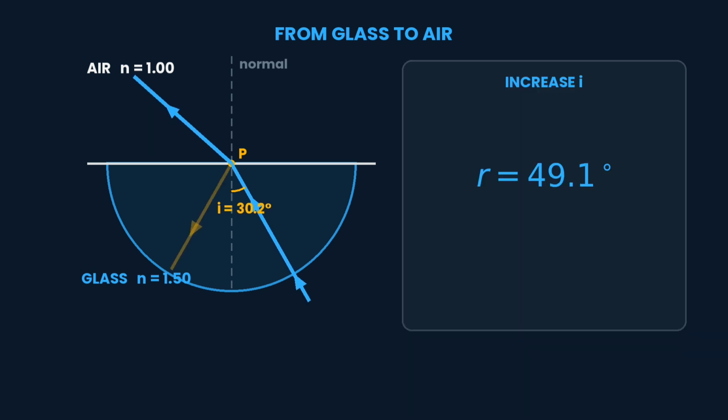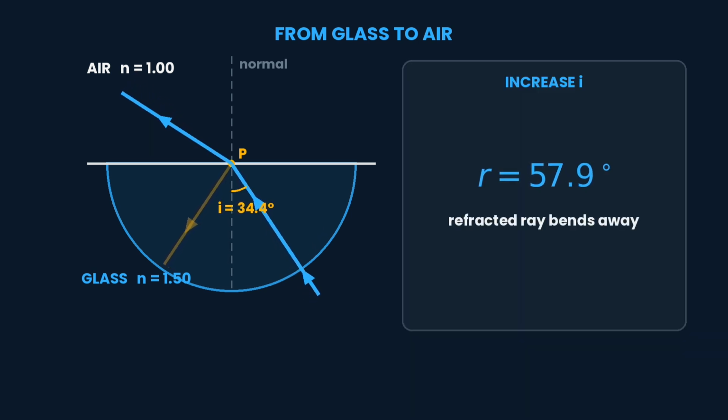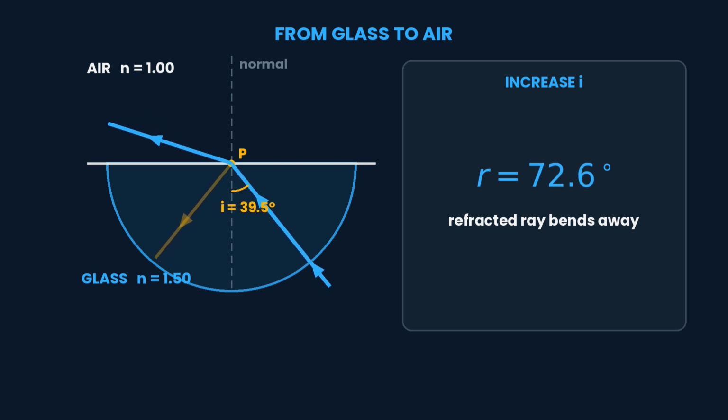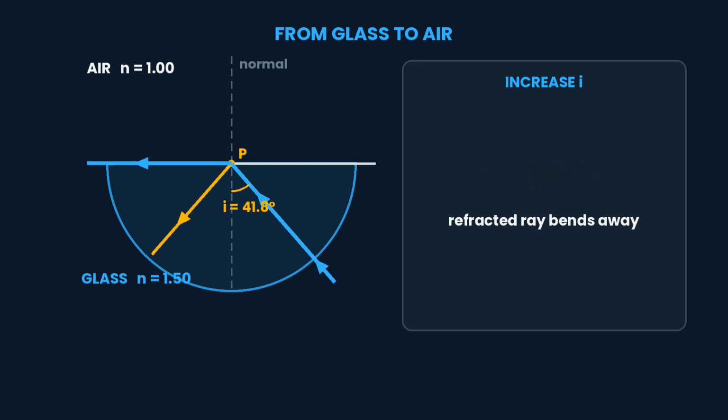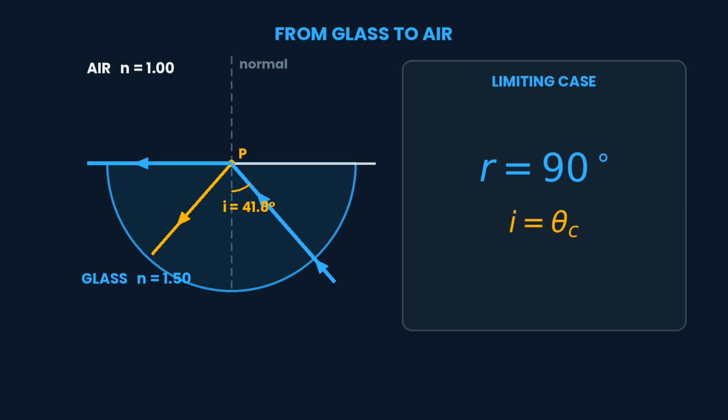If we increase the internal angle of incidence, the refracted angle also increases until the transmitted ray travels along the boundary. Its refraction angle is now 90 degrees. The corresponding internal incidence angle is the critical angle, theta c.